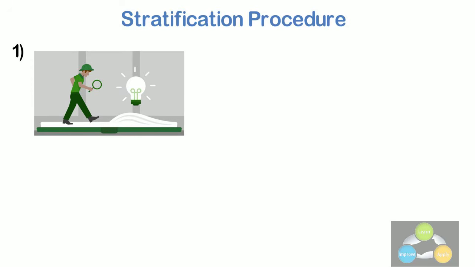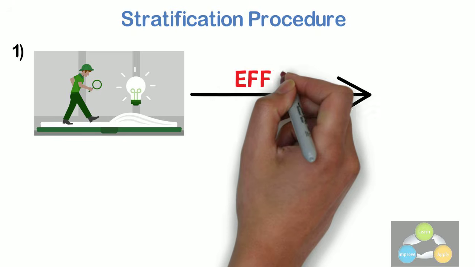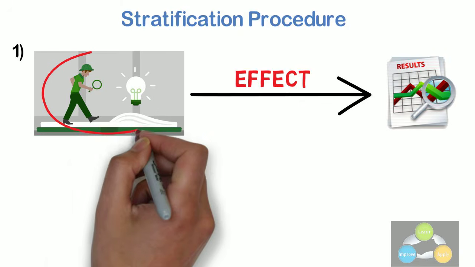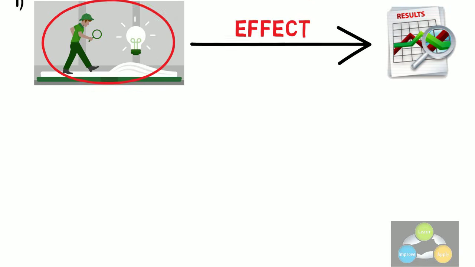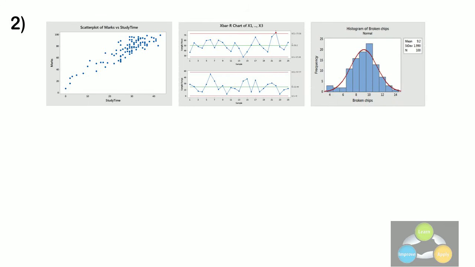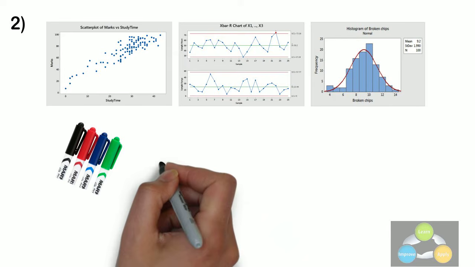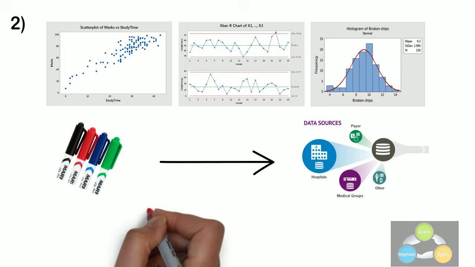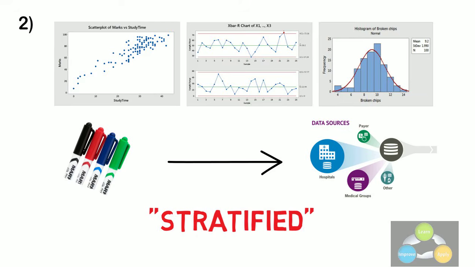Before collecting data, consider which information about the sources of data might have an effect on the results. Set up the data collection so that you collect that information as well. 2. When plotting or graphing the collected data on a scatter diagram, control chart, histogram, or other analysis tool, use different marks or different colors to distinguish data from various sources. Data that are distinguished in this way are said to be stratified.